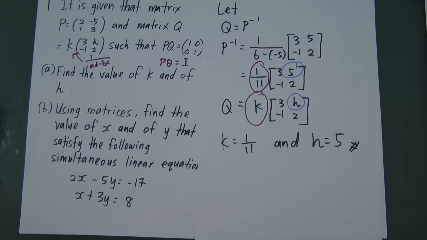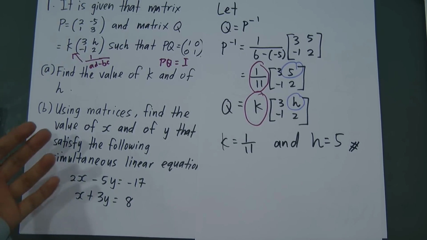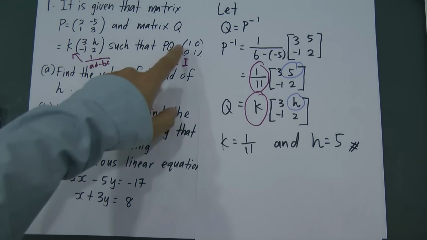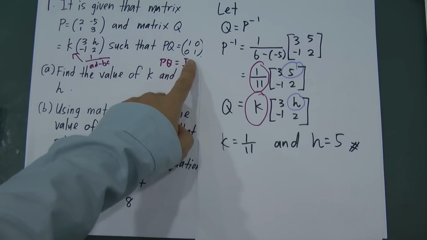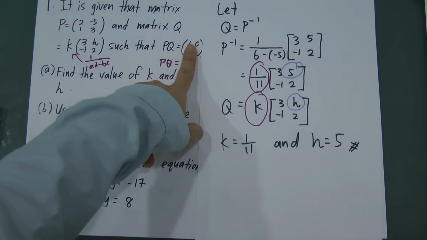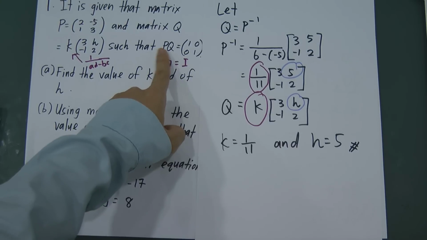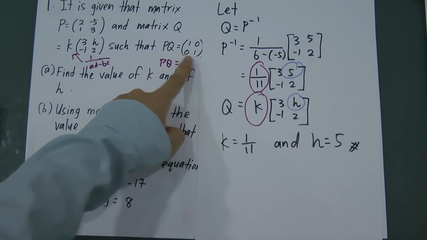I hope this question is not so difficult for you. What you need to understand is why he suddenly gives you P multiplied by Q equals the matrix 1, 0, 0, 1. Because I say this one, the identity matrix, means 1, correct or not? So if P multiplied by Q equals 1.